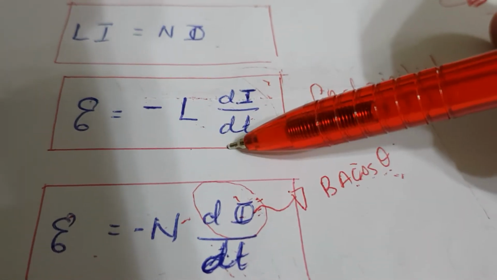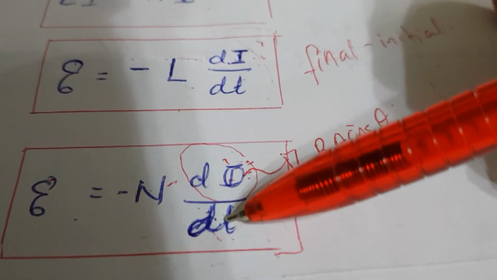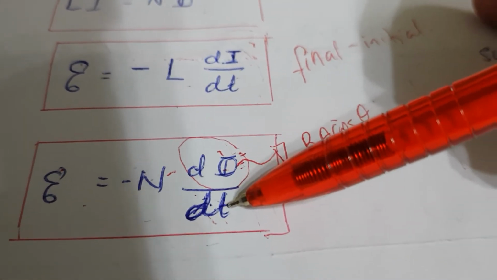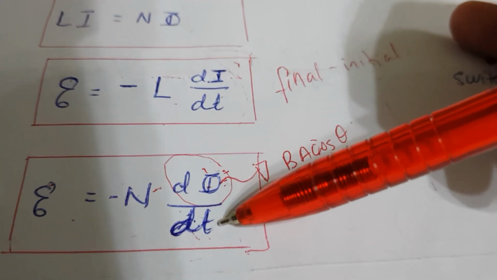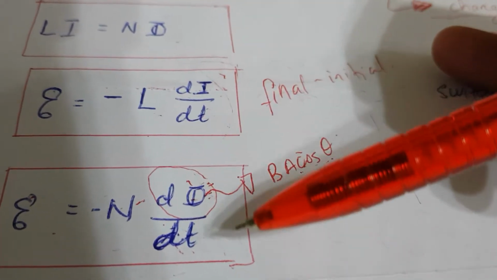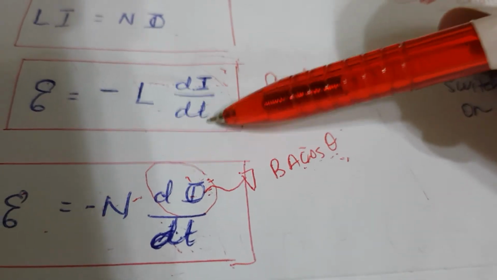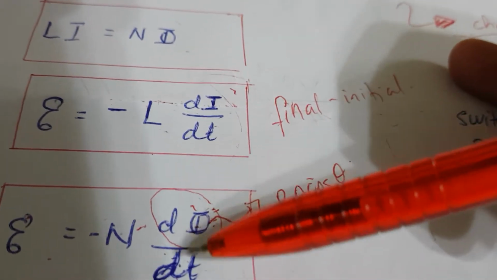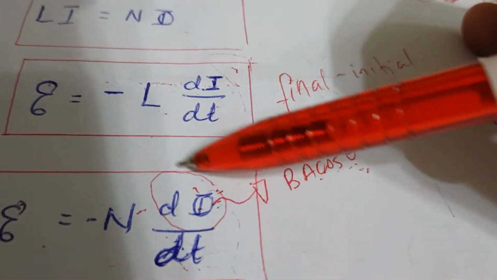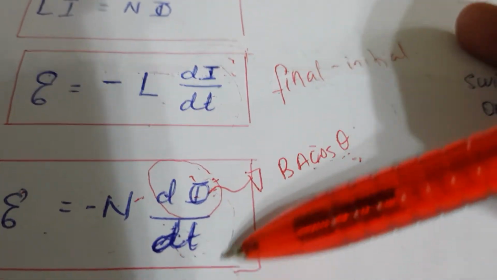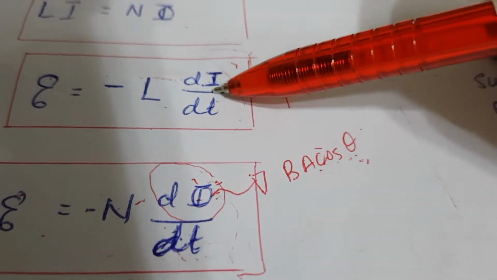Now among these two, which formula are you going to use for question 10C? The question says that the current reduces to 0. That means from 3 ampere is going to reduce to 0. So definitely you're going to use this one, isn't it? They have not told you anything about what happens to the magnetic flux. The change in magnetic flux is not informed to you. So definitely you use this.